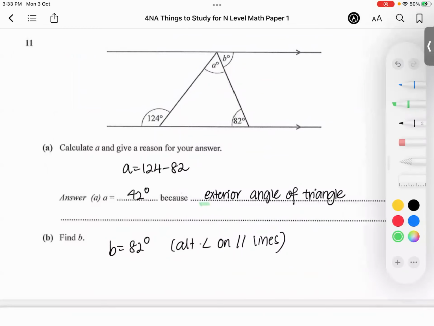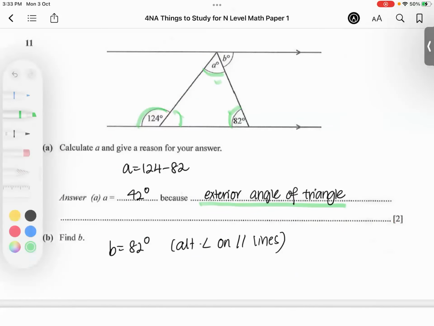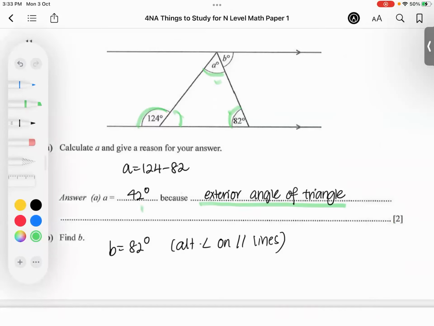Exterior angle of triangle. The exterior angle of a triangle property says that this angle plus this angle will be equal to the exterior angle. So this is just a property. Of course, some of you might do the longer method. You do 180 minus 124, then 180 minus this to give you this A. Can, but the question only gives 1 mark for the angle, 1 mark for the reason.